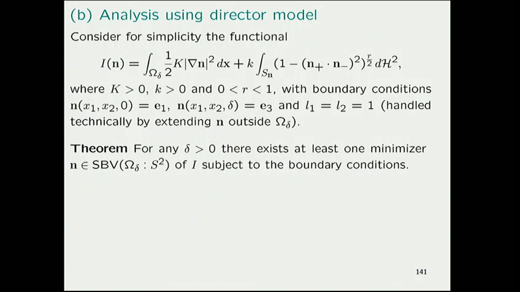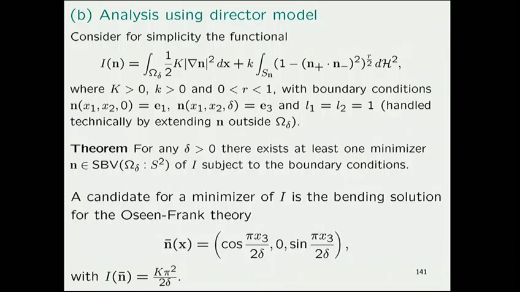Now a candidate for the minimum of I would be the bending solution of the Oseen-Frank theory. It starts off horizontal, and as you go up, it becomes vertical. There's an exact solution to the Oseen-Frank theory that does it, and here it is. You see at x3 equals 0, it's E1, and when x3 is 1, it is E3. And you calculate what this bending solution gives you. It gives you k pi squared over 2 delta.